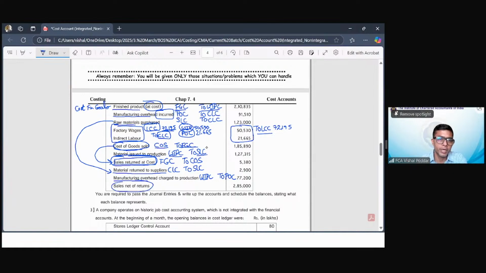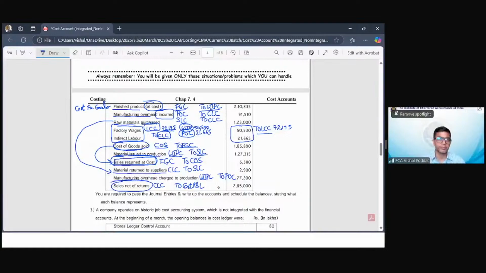Sales, they have directly given net of returns. So I don't have to pass two entries for sales, firstly sales, then returns. So simply I will pass one single entry for sales, which is net of returns. The sales entry, I'm sure you all know by now. I debit my debtors, cash bank, which is represented by CLC, and I credit my cost P and L.